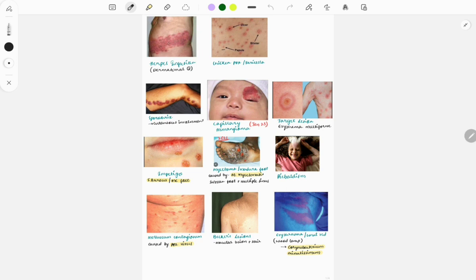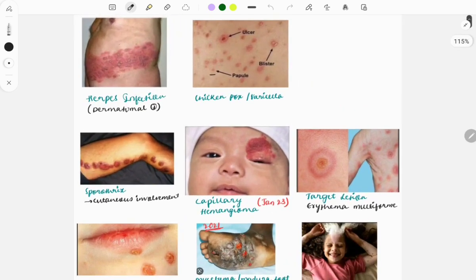Okay, so let's start the first question. As you can see here in the first question, there is dermatomal involvement of the skin. The rashes are present in a dermatomal manner. This kind of infection is seen with herpes. So whenever there is dermatomal involvement given in the question, just mark the answer as herpes infection.